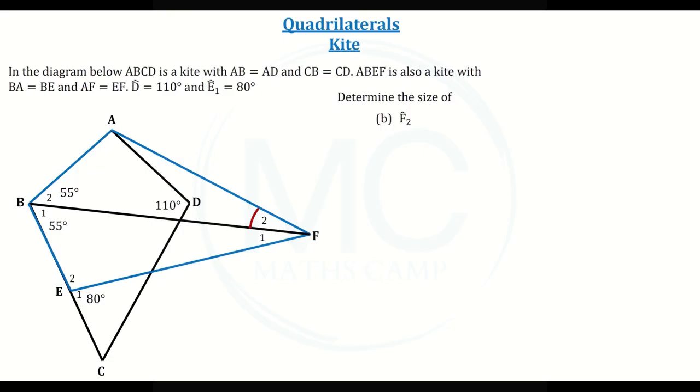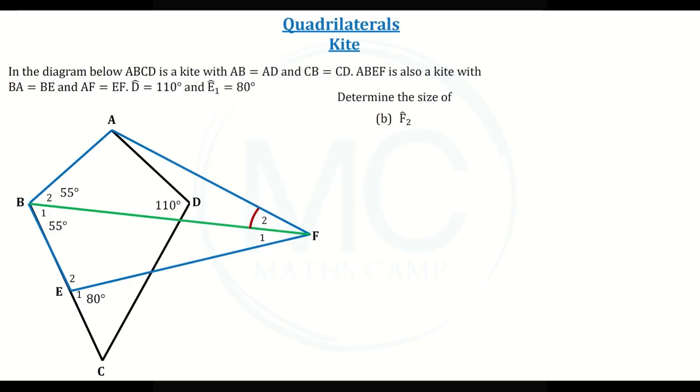We have just found that angle B1 and B2 are 55 degrees each, which means that the whole of angle B is 110 degrees. But we also know that BF is the main diagonal, so let's make it green. We know the main diagonal bisects the interior angles, so angle B does not give us any information about the size of angle F.